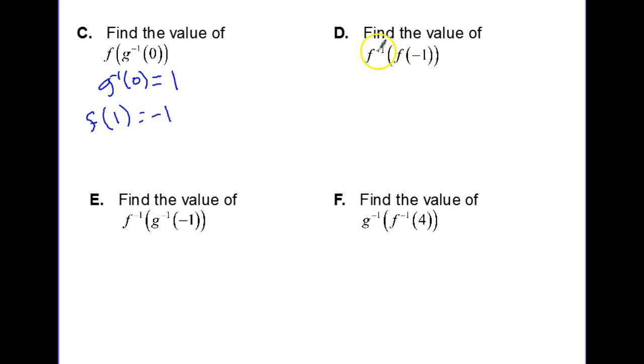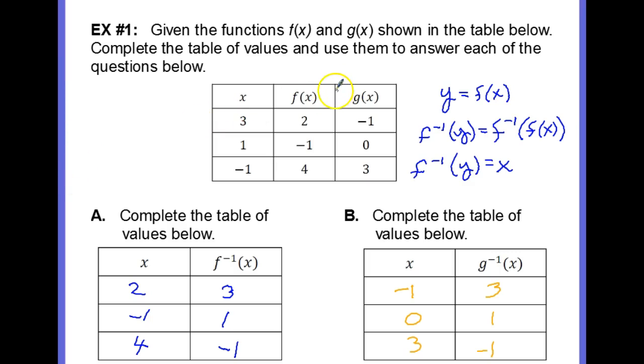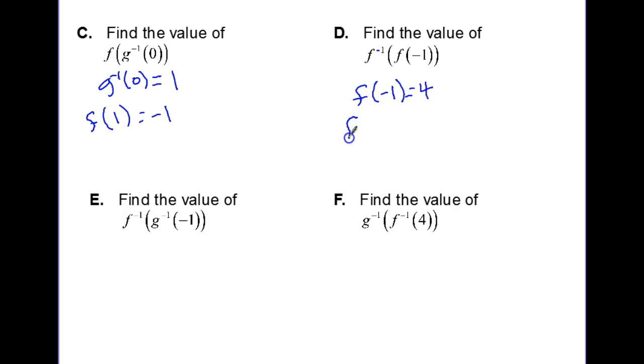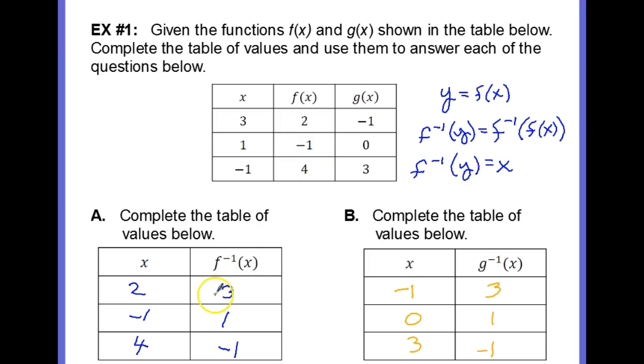This is kind of hard to read here, but this should be f inverse of f of negative 1. So take a minute and see if you can do that, and then we'll come back in a moment and check your work. In part D, the input for f inverse is f of negative 1. And so let's find out what f of negative 1 is. So again, we'll go back and look at our table. And so f of negative 1 is equal to 4. And so what we're looking for is f inverse of 4. Again, we can see in part A that f inverse of 4 is negative 1.